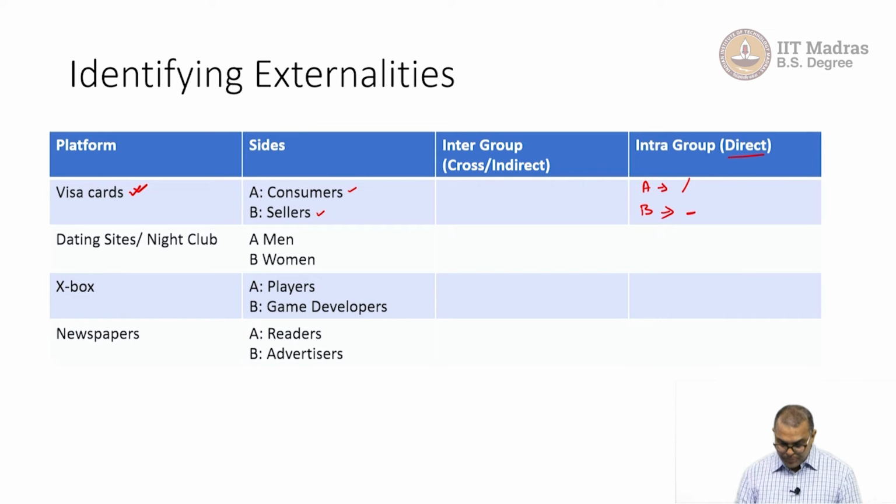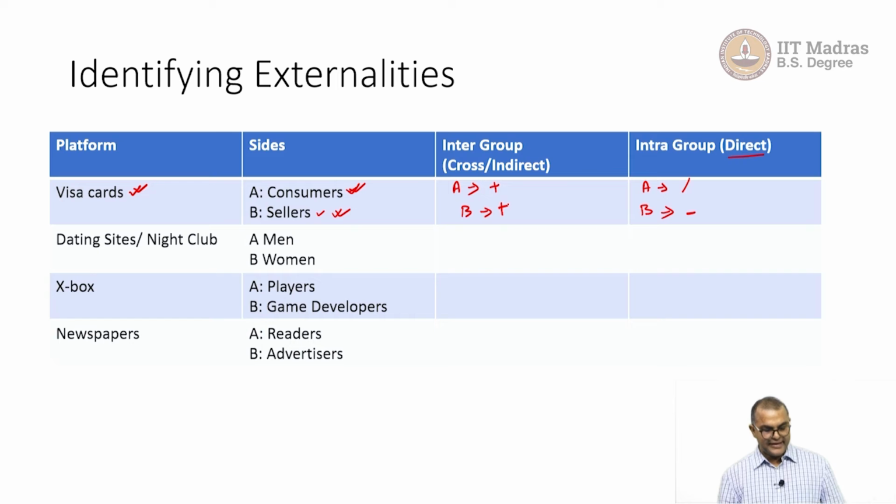On intergroup, cross. So what is A doing for B? It is positive because if there are more consumers, it is better for sellers, and if there are more sellers, it is better for consumers. They would like to carry it. So in both cases, it is a positive effect.